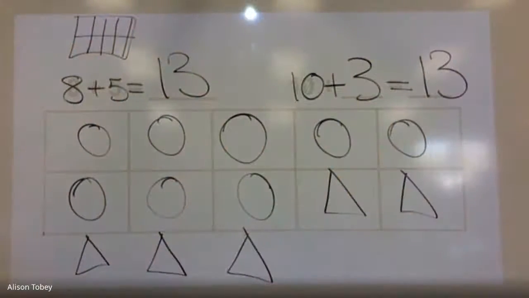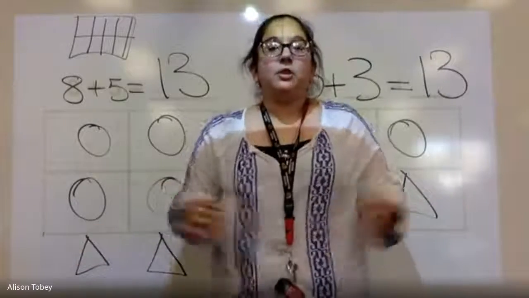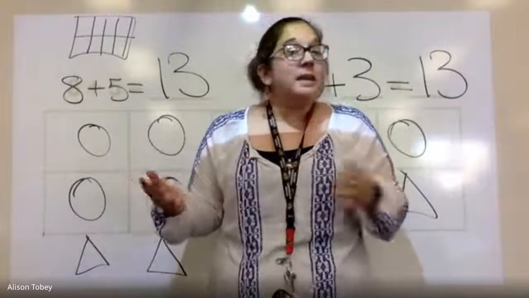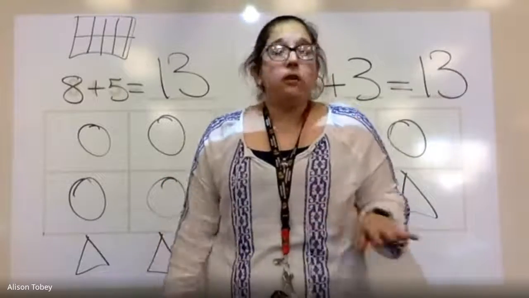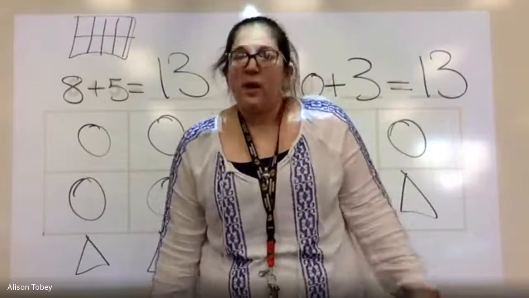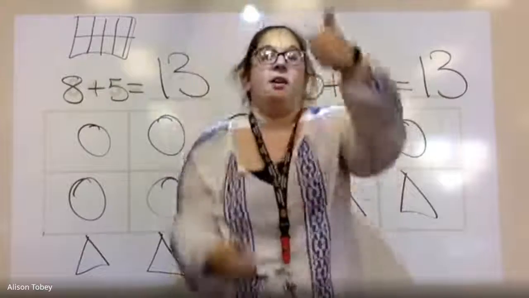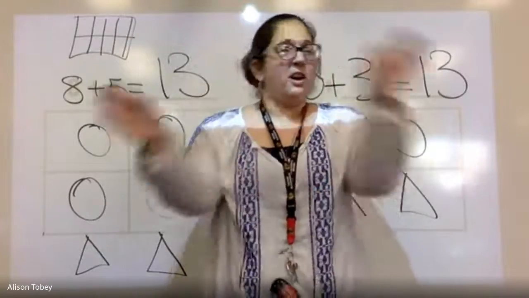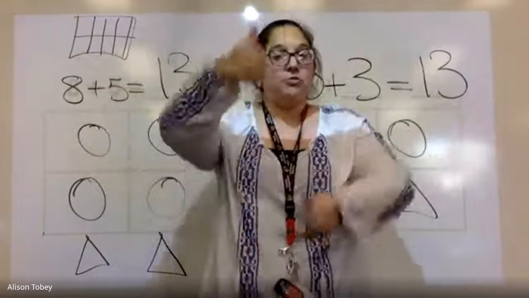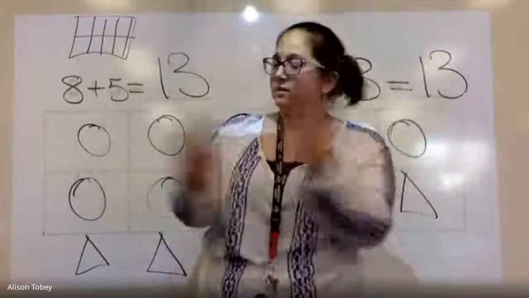Okay, now we talk about true and false, right? True means it's correct. 2 plus 2 is 4, right? That's true. False means it's not right. False means it's wrong. 2 plus 2 is not 5. That's false, right? So if it's true, you're going to give me thumbs up like this. And if it's false and it's wrong, you're going to go, no way. Okay? So if it's right and it's true, thumbs up. But if it's wrong, no way, false, right?